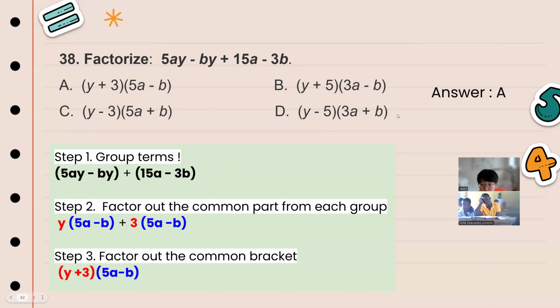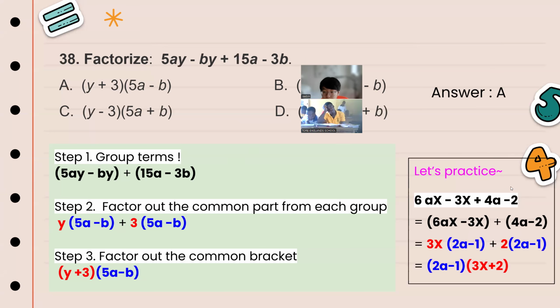I have one more example of this at the right bottom here. Just solving through this one. If we have a different variable, like 6ax minus 3x plus 4a minus 2, and you're asked to factorize this, we can group the first terms, step 1, and then we factor out 3x from the front two terms. We factor out 2 from the second two terms.